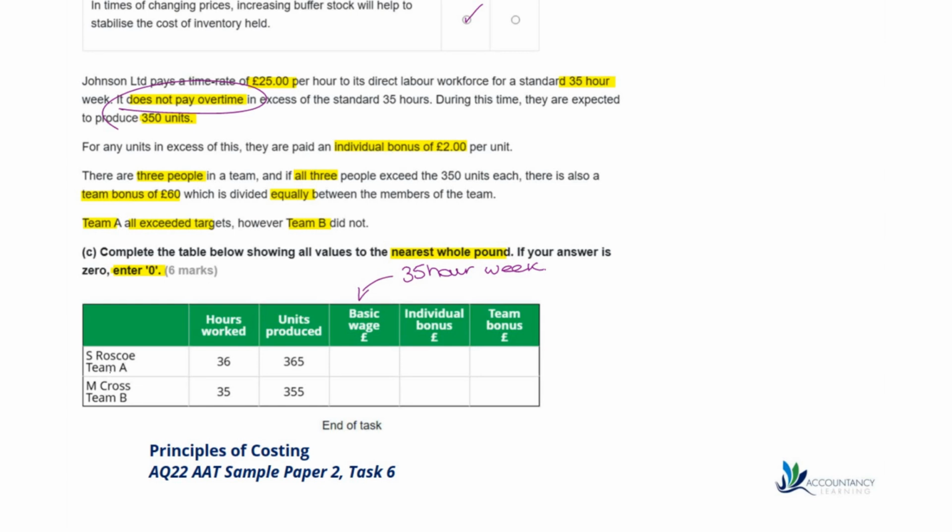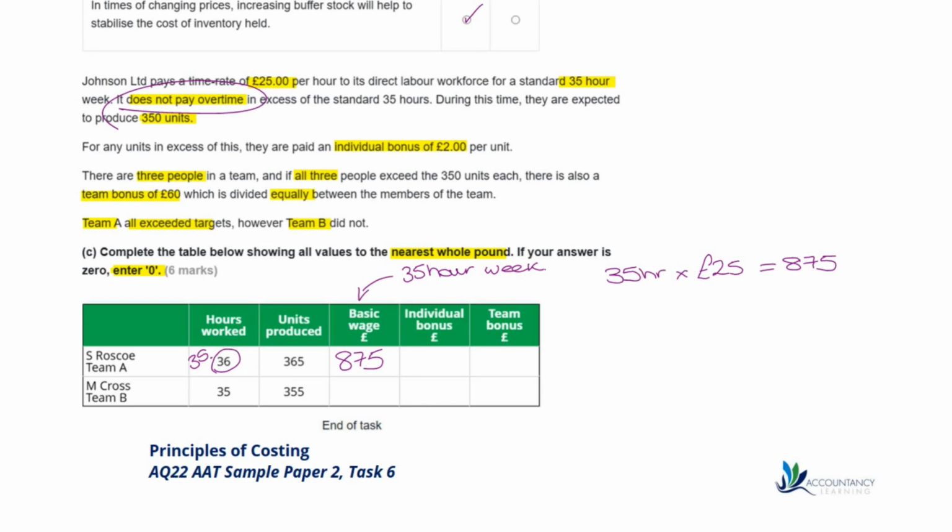So for S. Roscoe in Team A, he's worked 36, but he's only going to get 35 of those hours paid. So our basic wage is going to be 35 hours times £25 per hour, which is 875. So the basic wage is £875.